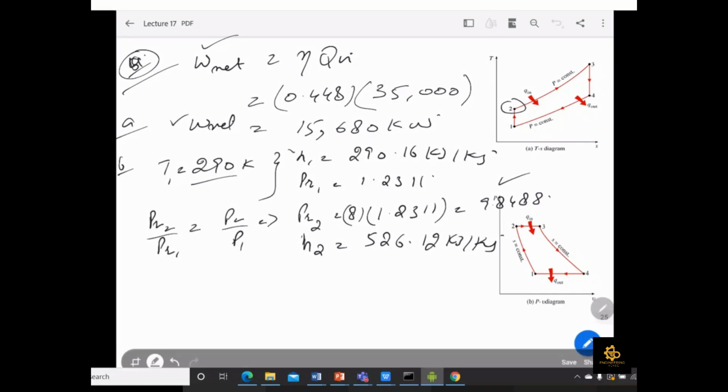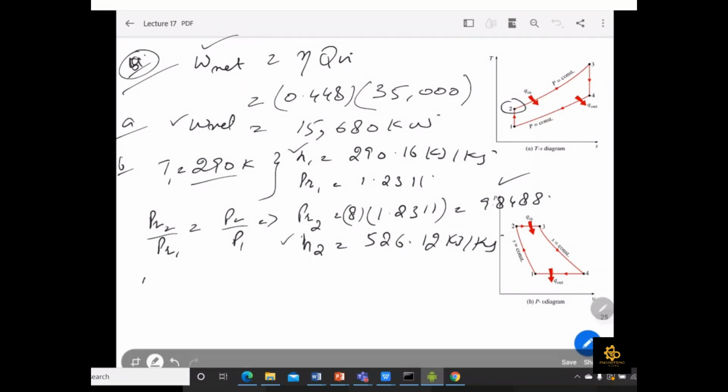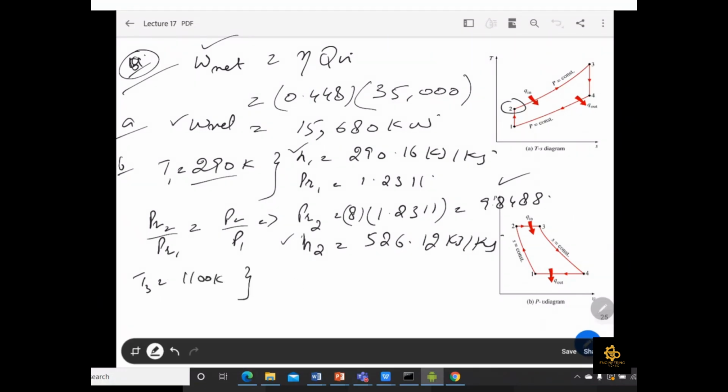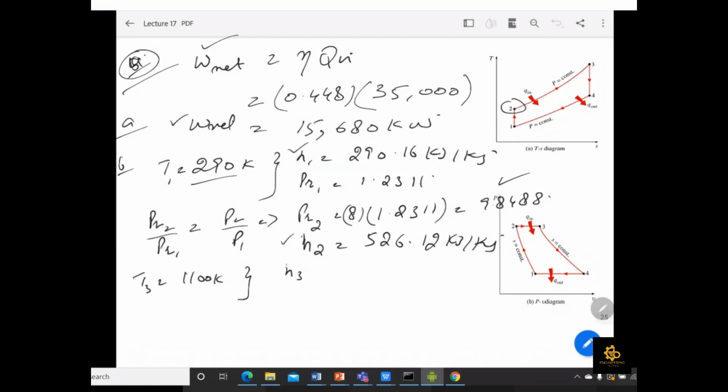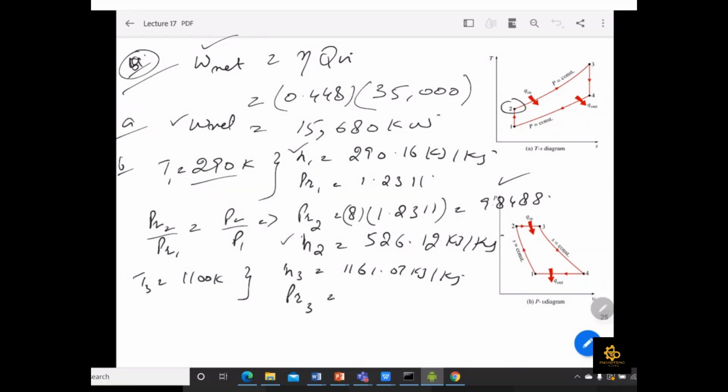Okay, so now we have the value of H1 and the value of H2, so we have to find the value of H3 and H4 also. The H3 value we can easily find because T3 is mentioned in your question, which is 1100 Kelvin. So simply go to table A17 and find the value of H3, which is 1161.07 kilojoule per kg. You also have to note another parameter, the relative pressure, which is equal to 167.1.